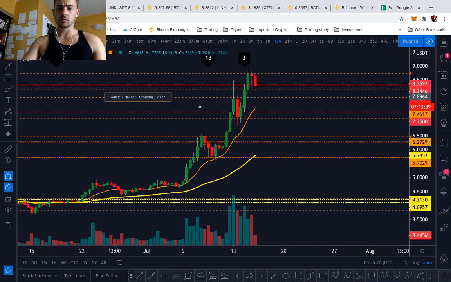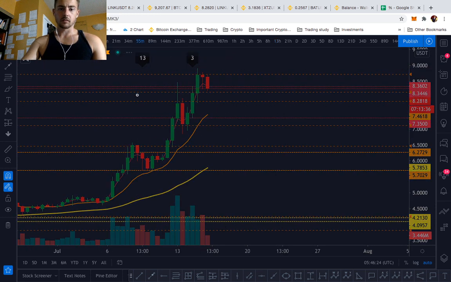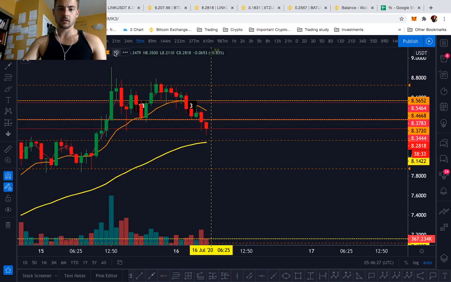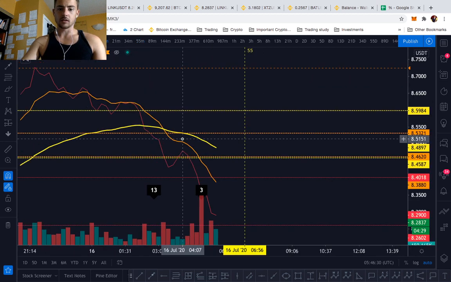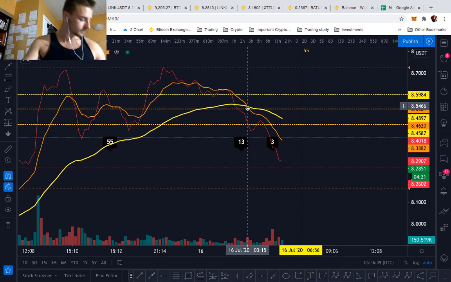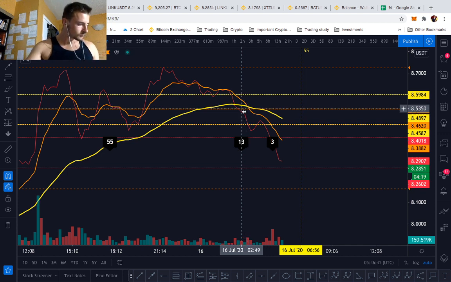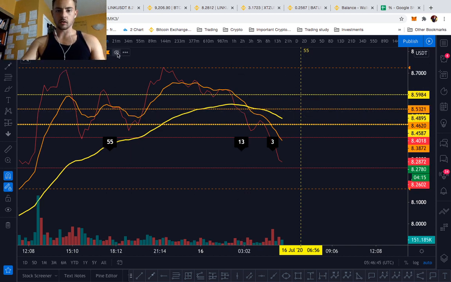Something I wanted to run was on the 55-minute chart. In the last video, I said, hey, we were on the 13-minute, and I said, hey, when this crosses over right here with the orange, we will cross over. We will cross over, and then we did.